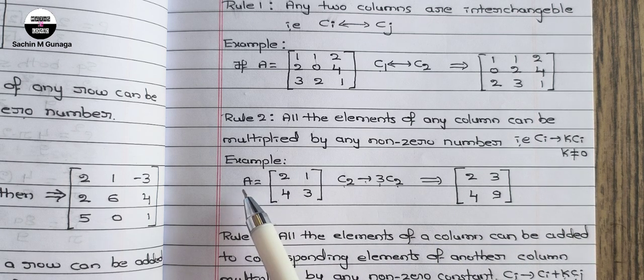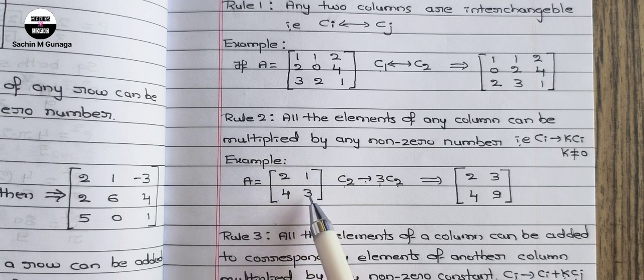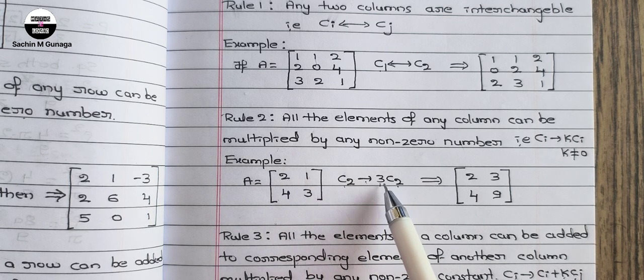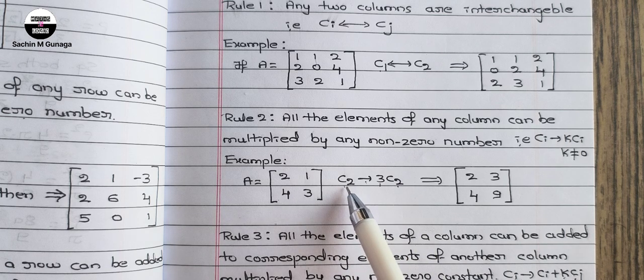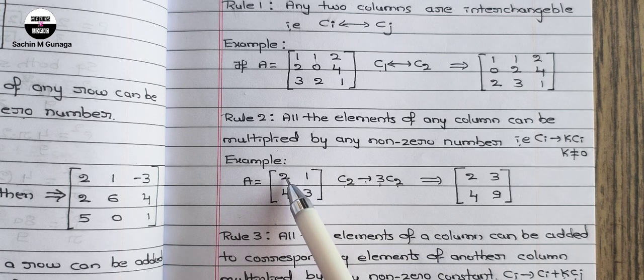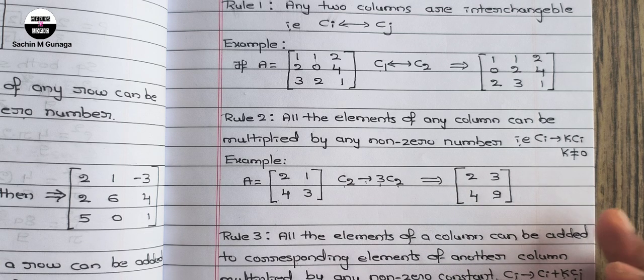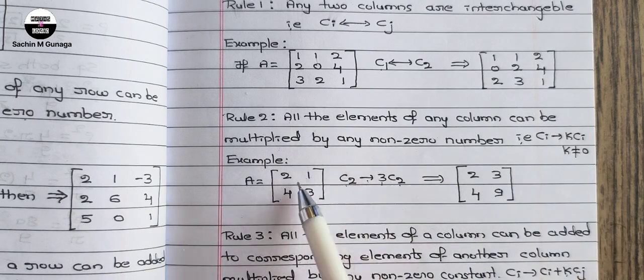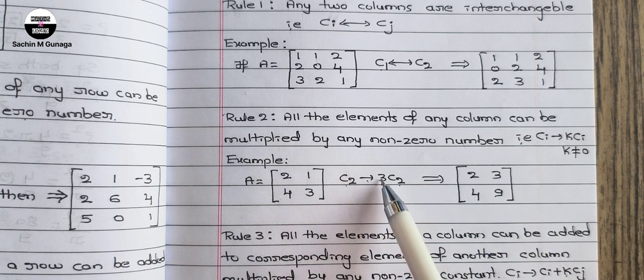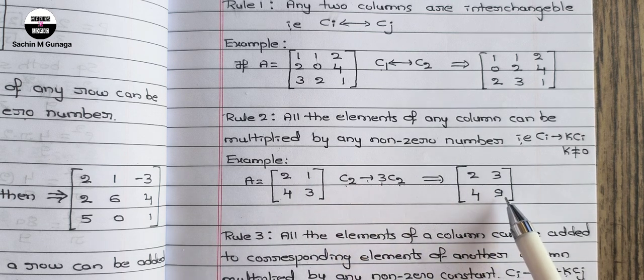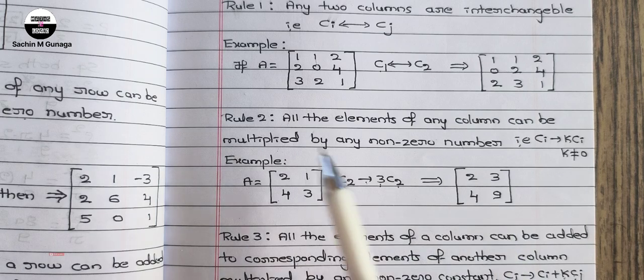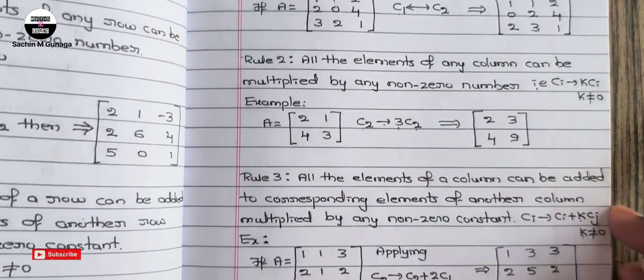For example, A is equal to the matrix with rows 2 1 and 4 3. Here what we are applying, C2 changes to 3 times C2. We are changing the C2 column, therefore first column as it is, 2 4. Next, multiply C2 column with the number 3. 3 into 1 is 3. 3 into 3 is how much here? 9. So this is rule number 2.